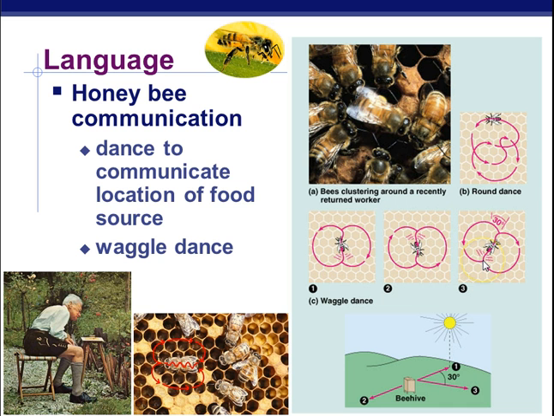And then he'll rotate at a 30-degree angle to say, all right, guys, you got to go 30 degrees from the beehive. The sun is here. You got to go 30 degrees from where the sun is. That's where I found a really awesome patch of clover. You're going to love it. It's delicious. It's full of nectar.